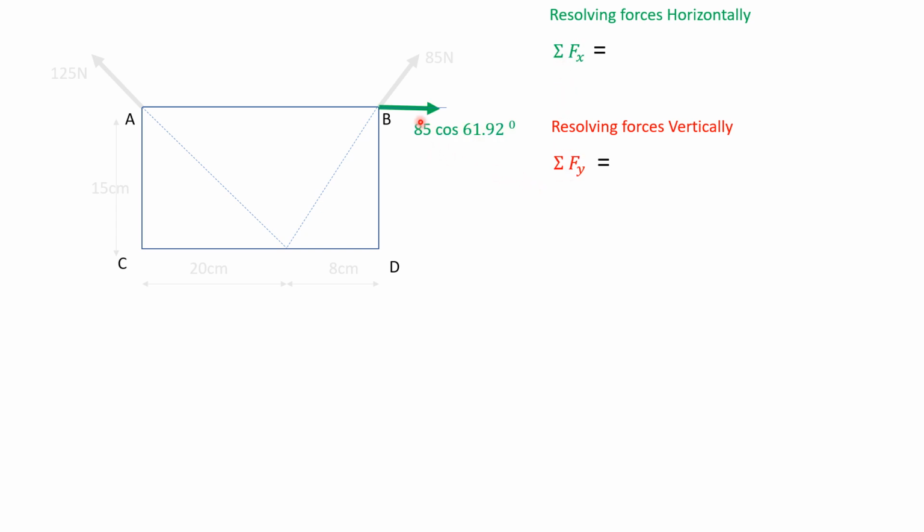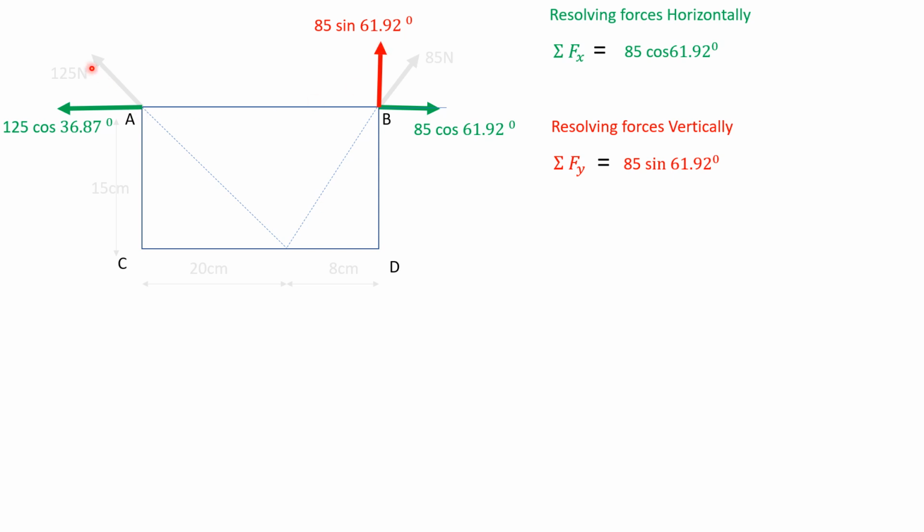Summation Fx, so for 85 Newton, horizontal resolution will be 85 cos 61.92 degrees. It is directed towards the positive x-axis. Now resolving this 85 Newton vertically, it is 85 sin 61.92 degrees directed to the positive y-axis.